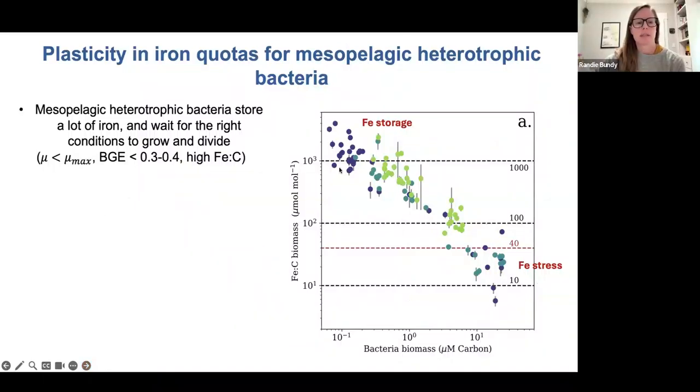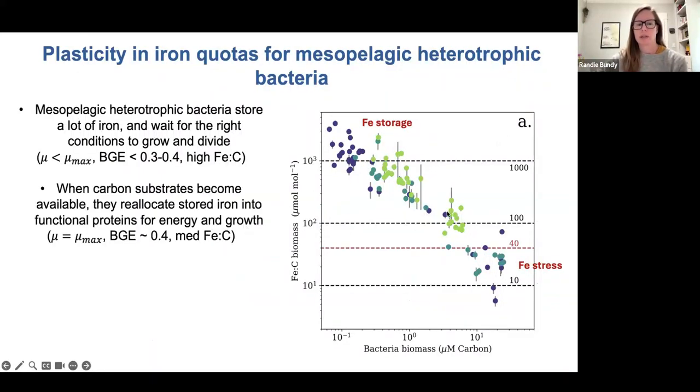So just to summarize everything that we saw here, what we think is happening in these experiments is that at these low bacterial biomass ranges and really high iron quotas, mesopelagic bacteria are storing a lot of iron. They're waiting for the right moment and right conditions to get a pulse or a source of labile carbon, and then they start to grow and divide.